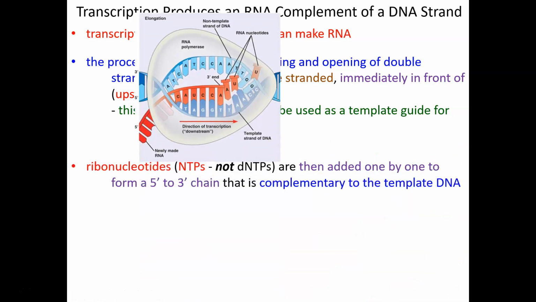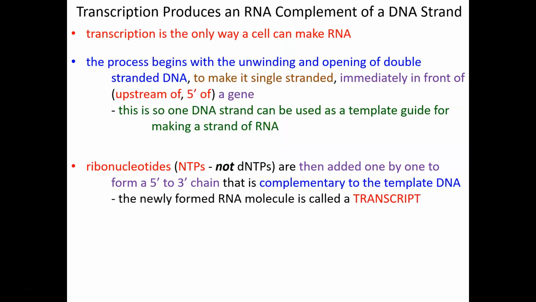Those ribonucleotides, the building blocks of RNA, are called NTPs, not dNTPs. Those ribonucleotides are added one by one to form a chain, 5' to 3', and that chain is going to be complementary to the template strand on the DNA. It's going to match it in base pairings. We can refer to that newly formed mRNA molecule as a transcript because it was born from the process of transcription.